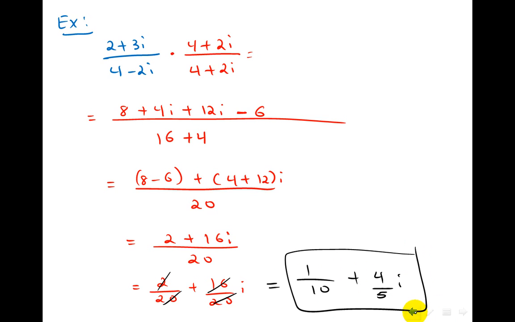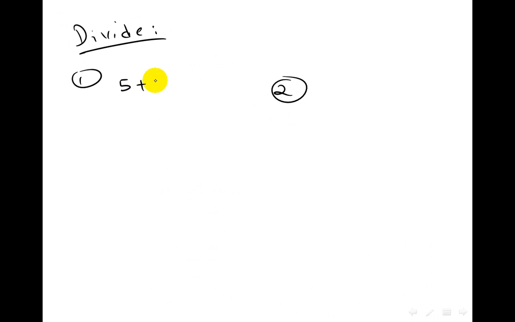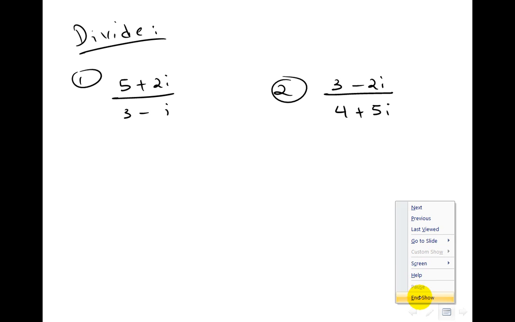Okay, I'll give you a question that I want you to try by yourself. Divide 5 plus 2i over 3 minus i, and here 3 minus 2i over 4 plus 5i.